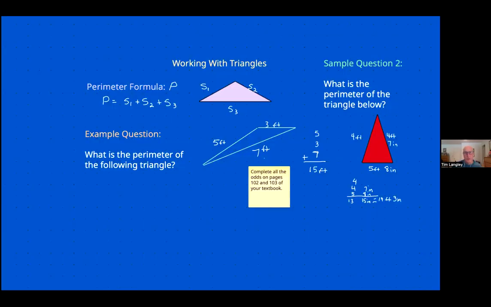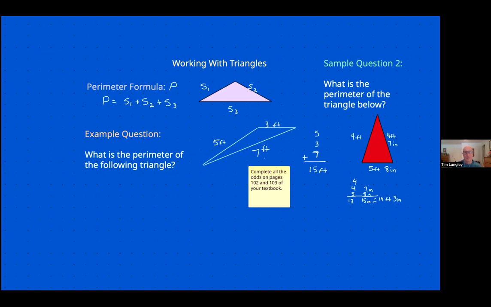All right, ladies and gentlemen, we're going to talk about working with triangles here. So go ahead and copy down everything, pause the recording, and triangles. We're going to talk about perimeter and then area of triangles and a few other things.